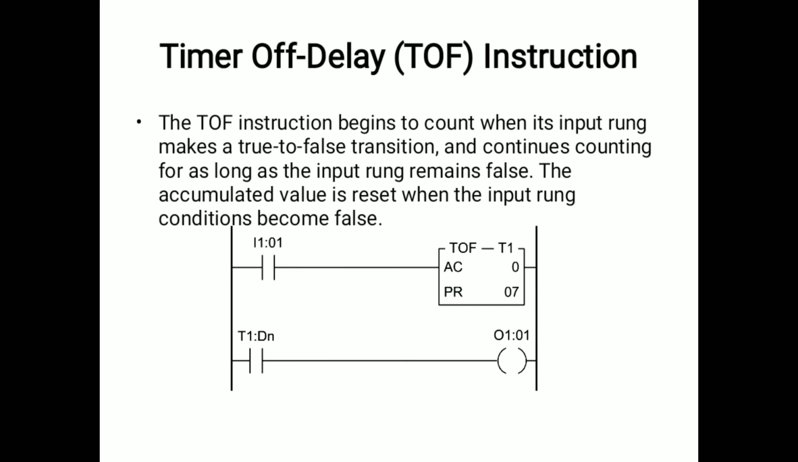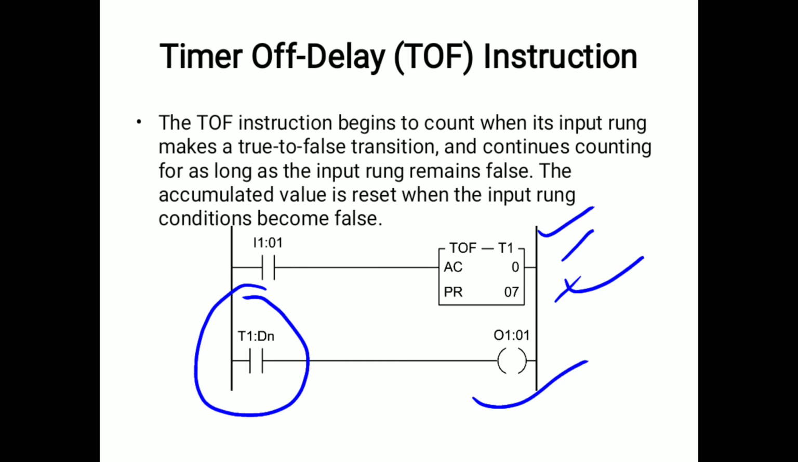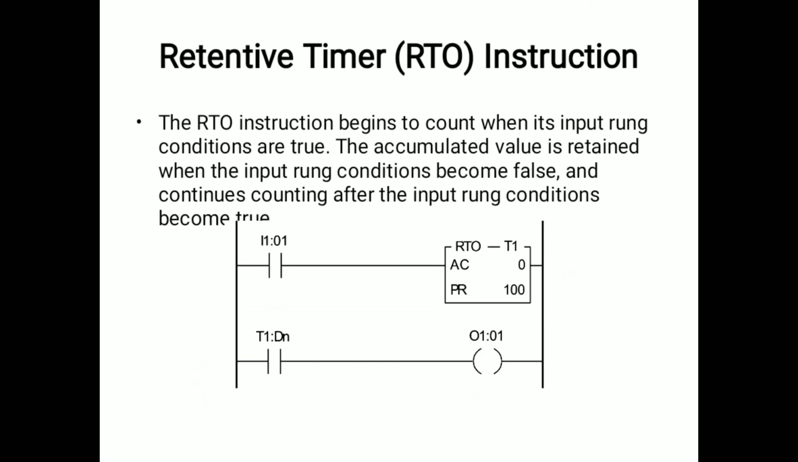Here we have T off, with the same method to represent it. We have the T off instruction for timer name T1, and it will also count 8 pulses, 0 to 7. When it counts 8 pulses, the timer 1 done bit will be set and the output will be activated. The next important instruction is the retentive timer instruction, RTO.